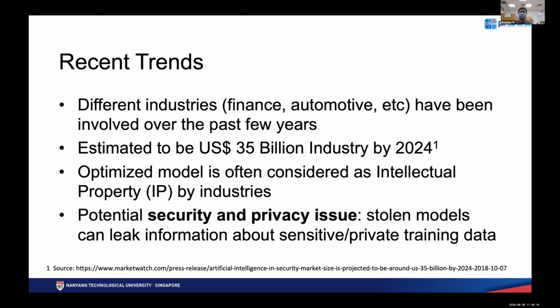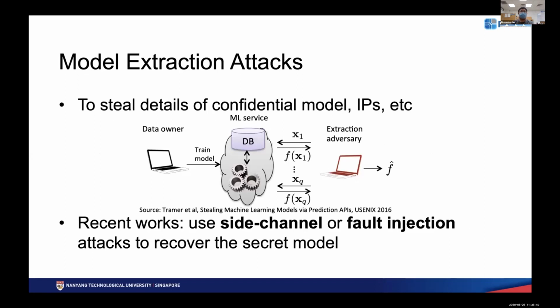Of course, this poses a potential security or privacy issue. A stolen model can be used by someone else, or it can also potentially leak information. So each company will try to protect their own trained model. Unfortunately, there are already some attacks that have been proposed. In this work, we will consider the model extraction attack. Basically, the idea is to steal the details of a confidential model or IP from a trained model.